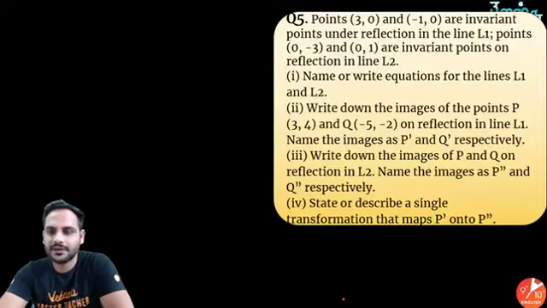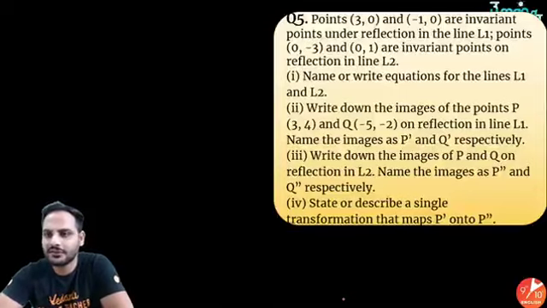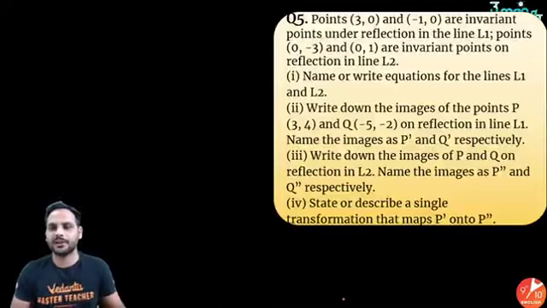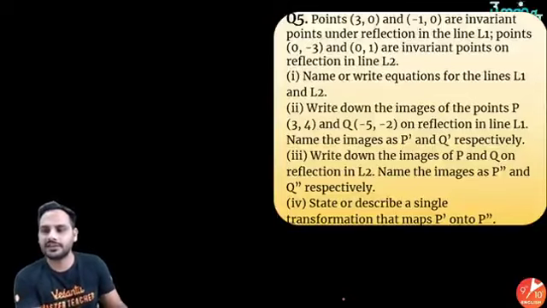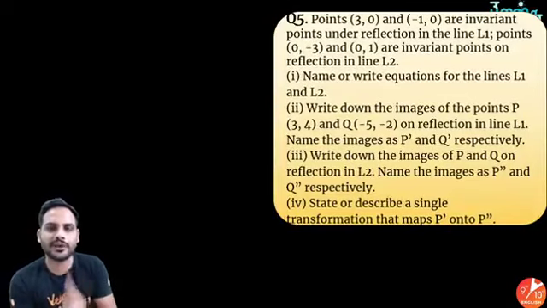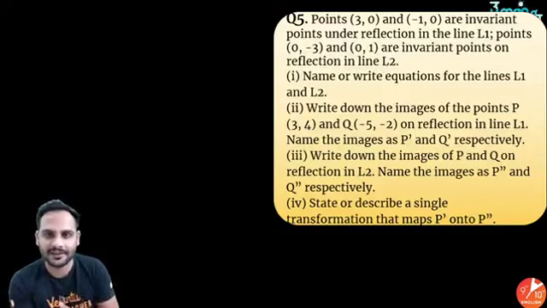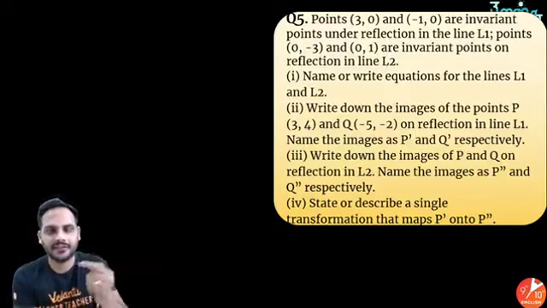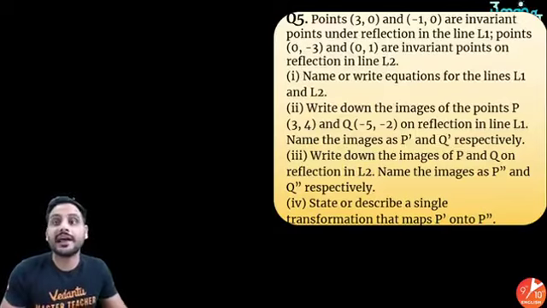ठीक है बेटा, नेक्स्ट क्वेश्चन देखो भाई. नेक्स्ट क्वेश्चन क्या है? Point 3, 0 and minus 1, 0 are invariant points under reflection in the line L1. So 3, 0 and minus 1, 0 both are present on x-axis. And if a point is present on x-axis, when it will be invariant? If we are doing the reflection under x-axis.